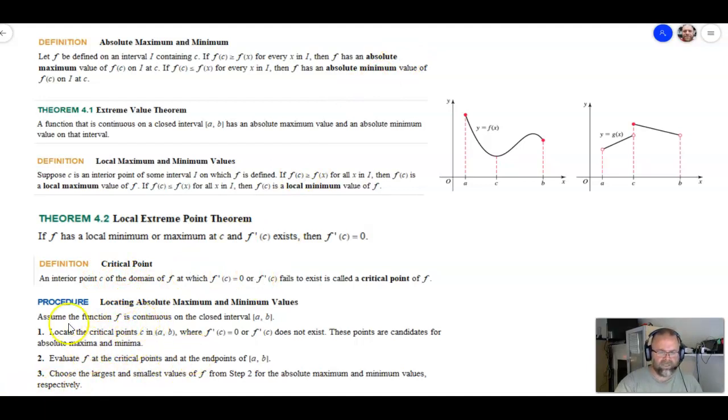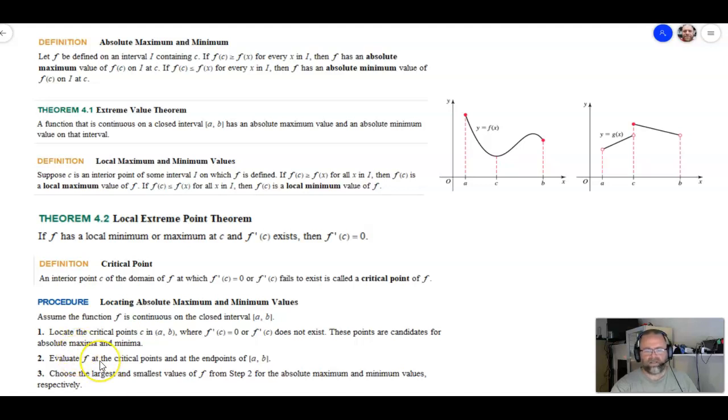And lastly, we have a procedure. Assume the function is continuous on the closed interval a to b. Closed means that it includes the endpoints a and b. Step one says locate the critical points c. That's where we have a derivative equal to 0 or a derivative that does not exist. Those points are candidates for the absolute maxima and the absolute minima, the maximum point of the interval and the minimum point of the interval. Step two says evaluate f at the critical points and at the endpoints, and choose the largest and smallest values of f, those are the y values from step 2, for the absolute maximum and minimum values respectively.